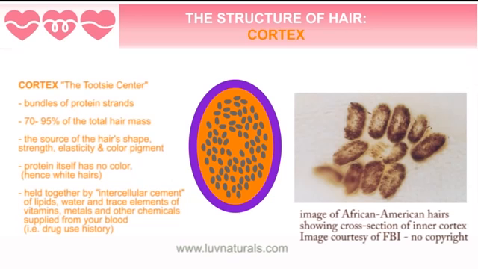That's a fancy term for all of the fluids surrounding the protein in your hair. This includes lipids, which are a mix of fatty acids, water, and trace elements of vitamins, metals, and other chemicals supplied from your blood, even your drug history. Hair tells so much about you, and this is why scientists can study what people ate thousands of years ago.